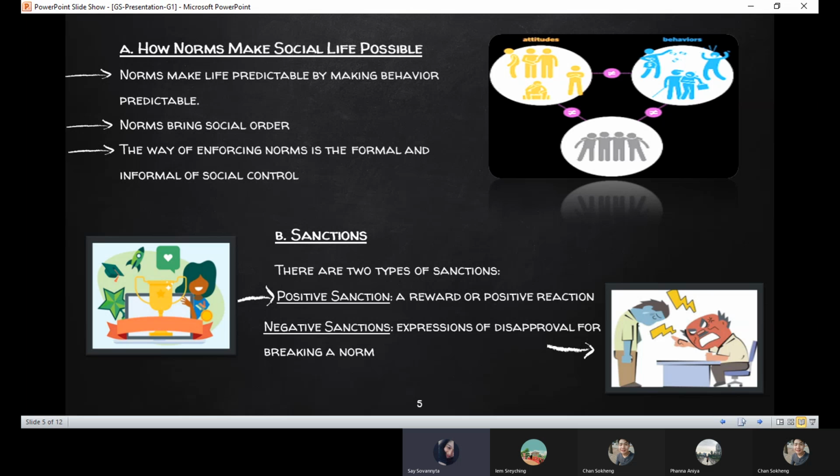And the positive sanction is a reward or positive reaction for following norms, ranging from a smile to a pride. Examples of positive sanctions can include celebrations, congratulations, social promotion, and approval, as well as formal sanctions such as an award, bonus, or prize.